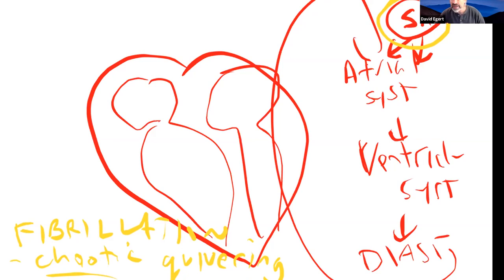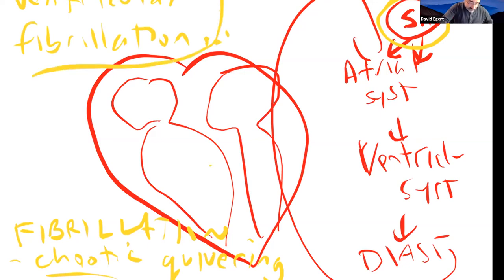The most catastrophic is if you've got ventricular fibrillation. This is really bad because the ventricles' job is to make sure we're pushing the blood out to the body and to the lungs. And if the ventricles are in chaotic quivering, the blood is just sloshing around. It's not actually getting pumped to where it needs to go, and you're going to die pretty soon.